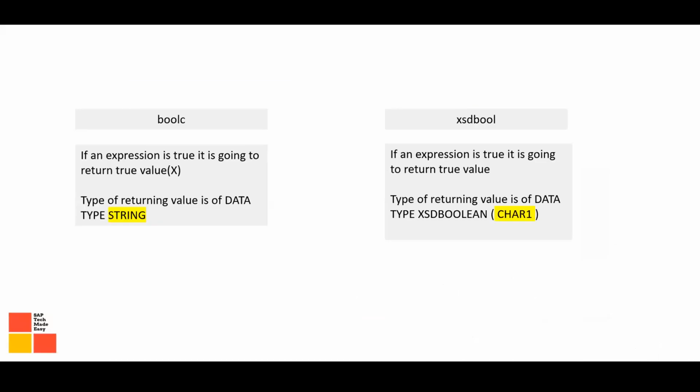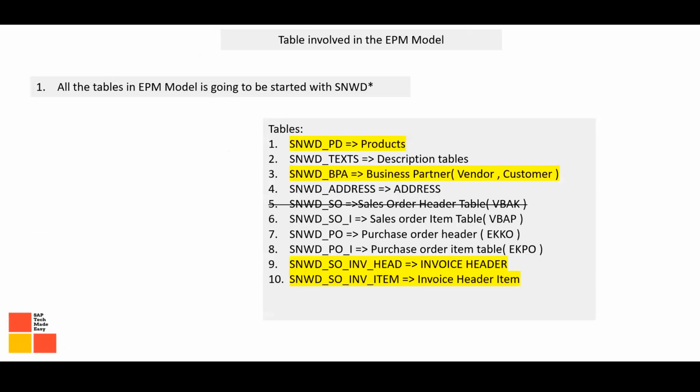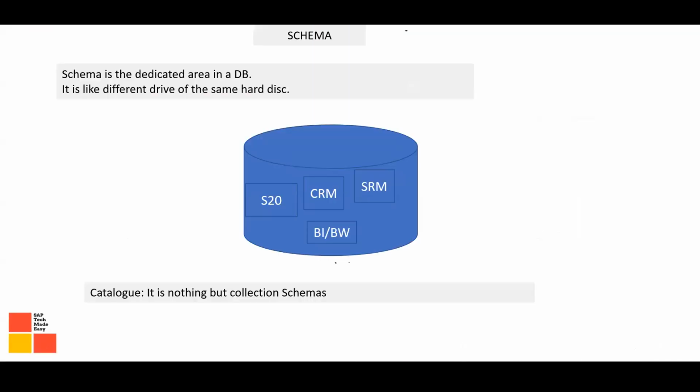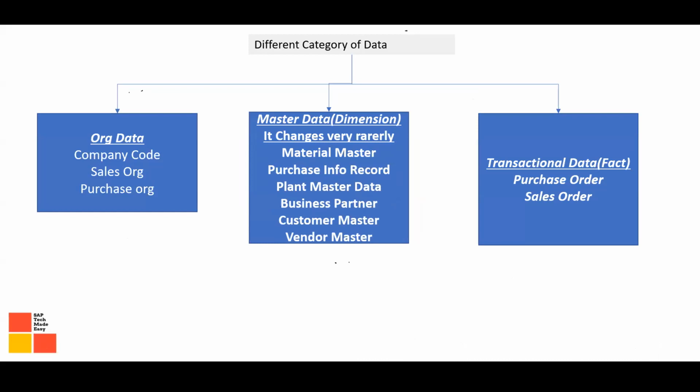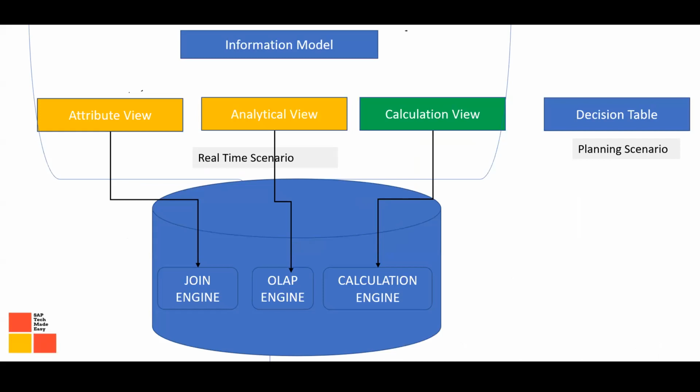So that is covered. The difference between boolc and xsdbool, right? These are two different built-in functions. What is the use of them, we have discussed. SDA, smart data access, the scenario for it. And then org data, master data, transactional data, this is required in order to understand the information model.